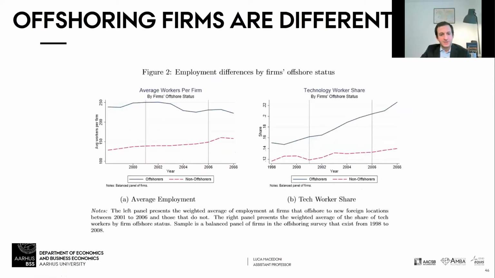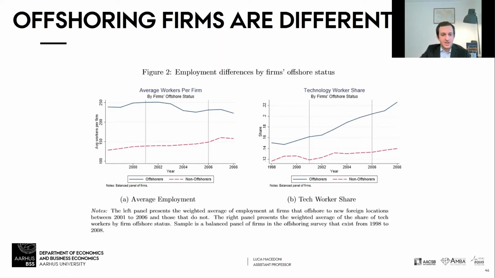Now, there is a key difference in offshoring firms. When we look at these figures, we're comparing in blue the firms that declare in the survey that they offshore, and in the red dashed line, the firms in the same sector that did not offshore. There are two bars: one at 2001, when the survey begins, and one in 2006. You can see that there is an initial difference between the two firms. Look at the average number of workers: offshoring firms are larger. The firms that offshore are bigger firms.